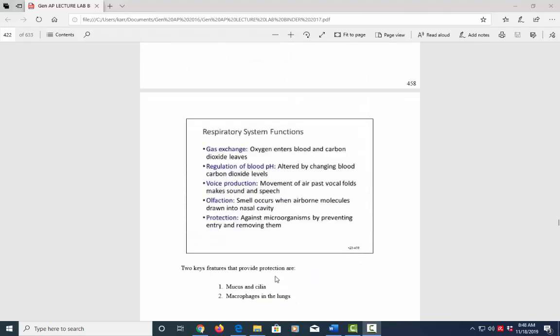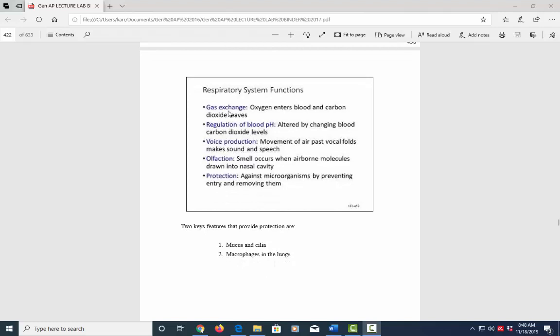So when we look at the general functions of the respiratory system, the key thing is gas exchange. Bringing oxygen into the body to enter the blood and allowing carbon dioxide to leave the body through the blood going across the walls of the lung.